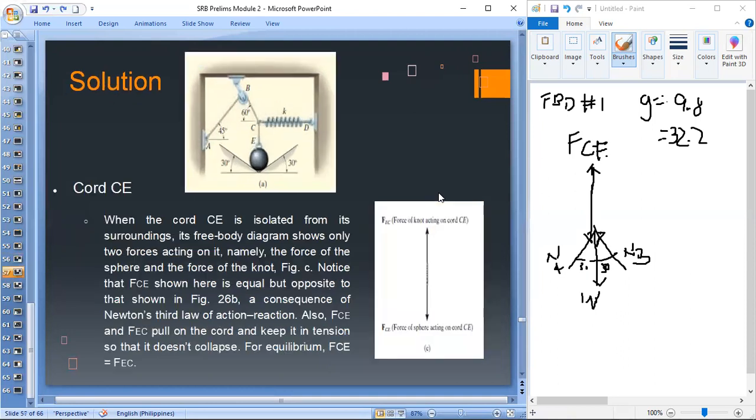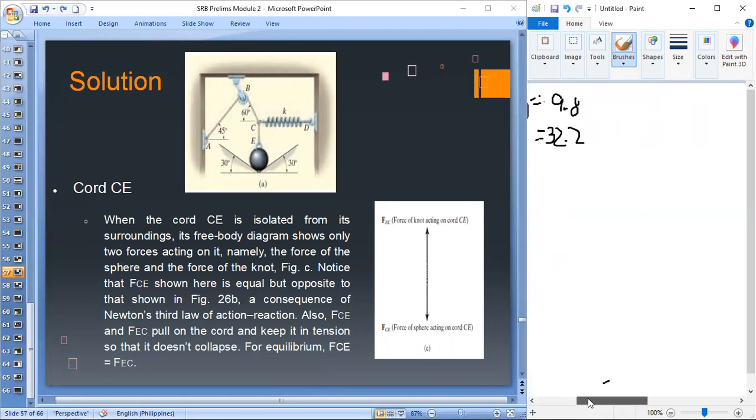And then, solution for CE, when the force CE is isolated from the surroundings, free body diagram dito. Okay, natin yung forces dito.